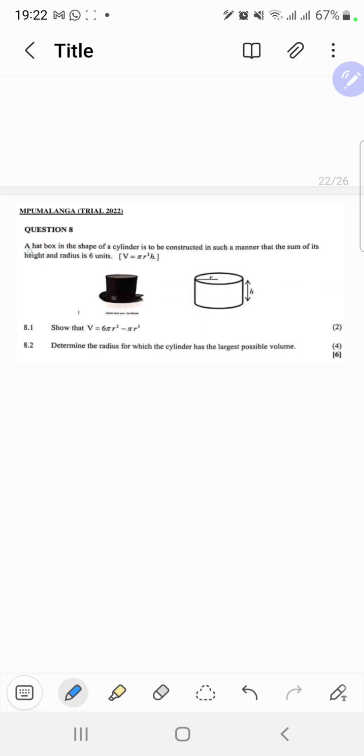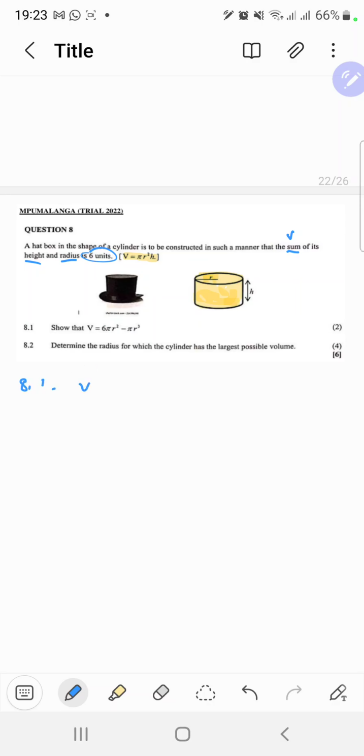So let's have a look here. A hat box in the shape of a cylinder is to be constructed in such a manner that the sum of its height and the radius, remember the sum is the addition, gives us 6 units. And then they give us the formula for the volume, which is pi r squared h, of course, because it's a cylindrical prism. They want you to show that the volume is written by that. Okay, let's just jump in.